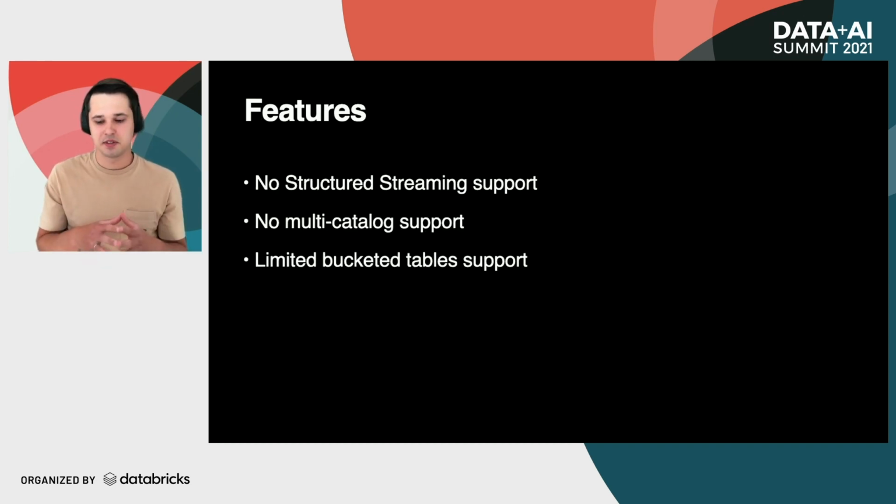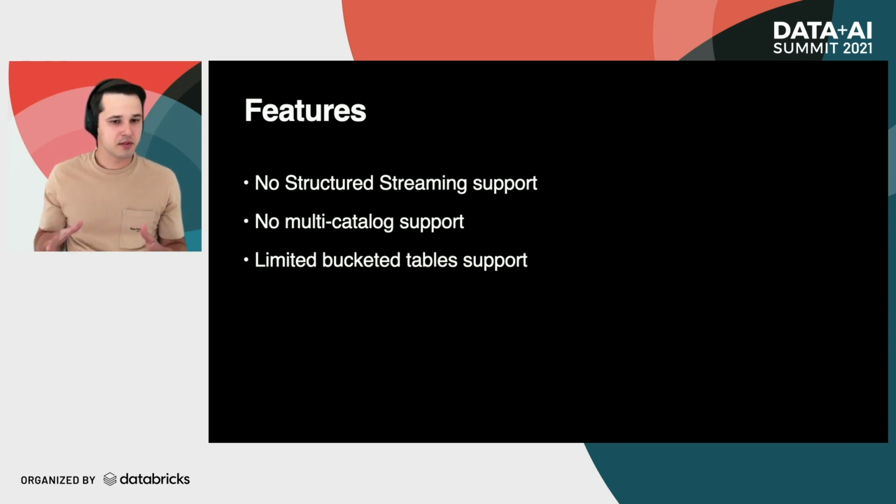Finally, some of the features are simply not available. You have neither structured streaming nor multi-catalog support. And support for bucketed tables is extremely limited because you can use only the built-in hash function in Spark, and you cannot benefit from join optimizations if you have any other type of bucketing. So if you have Hive bucketing or Iceberg bucketing, you cannot really skip shuffle stages.